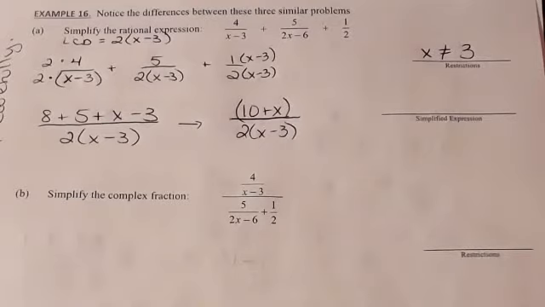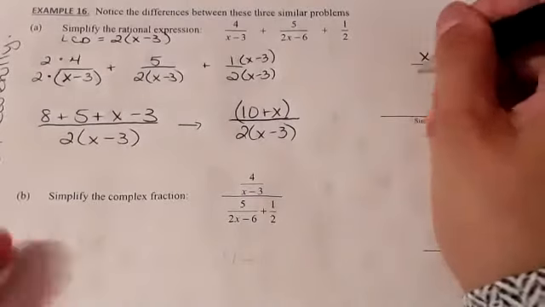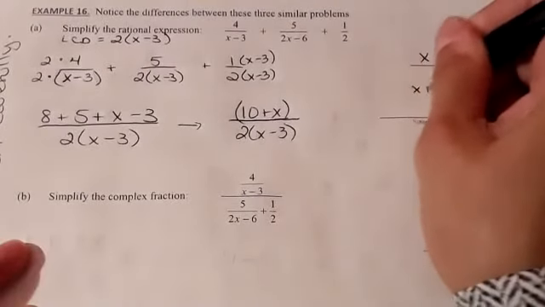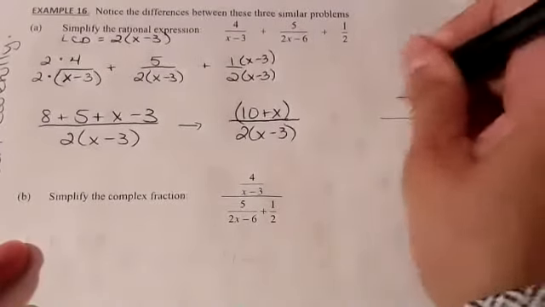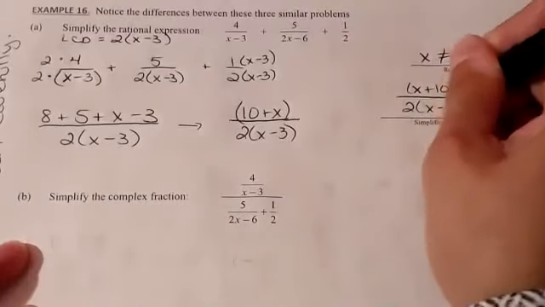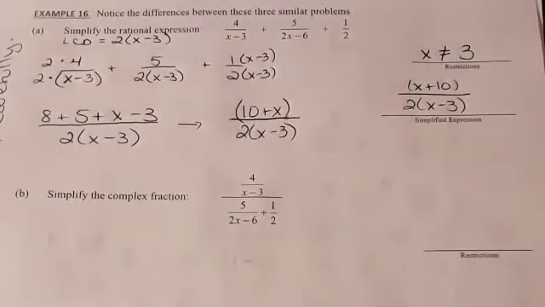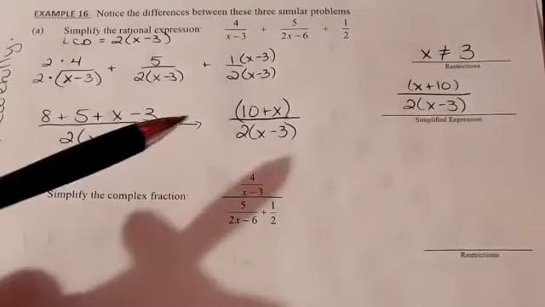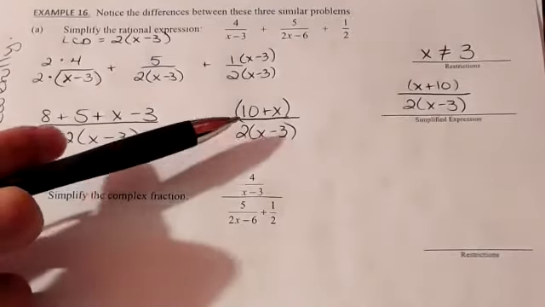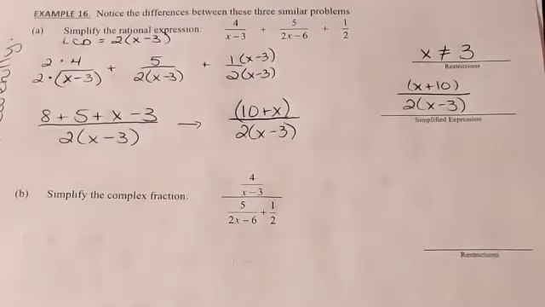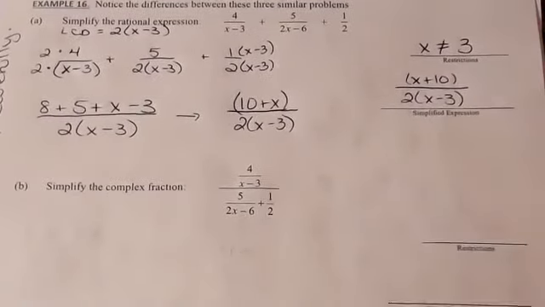For our simplified expression, I might just write it in descending order in the numerator. So x plus 10 all over 2 times x minus 3. Remember, you can only cancel out common factors, not terms. Some of you may have been tempted to say, oh, 2 goes into 10. But you can't do that because the 10 is attached to x by addition. So it's 10 plus x, and 2 can't go into those. All right, for part B, we have a couple different techniques.